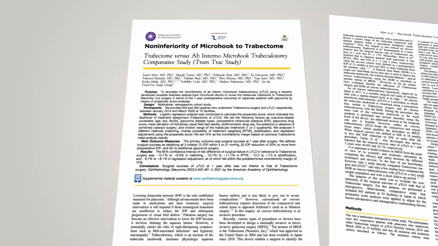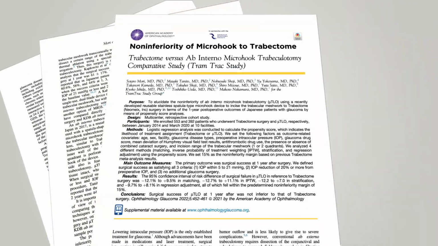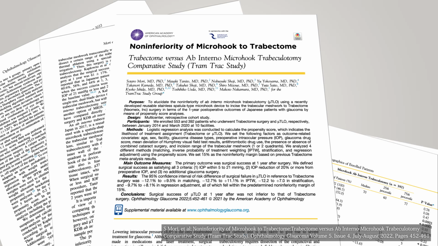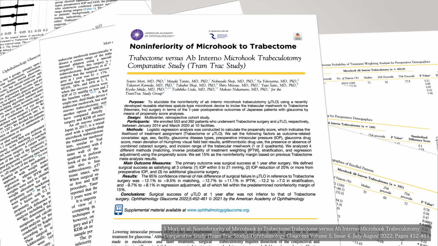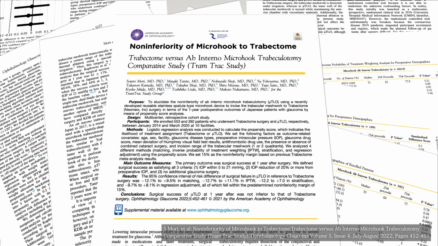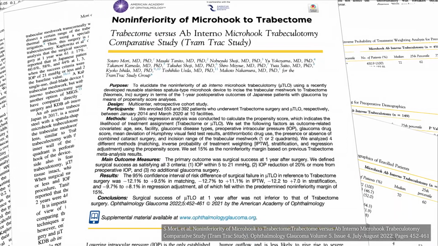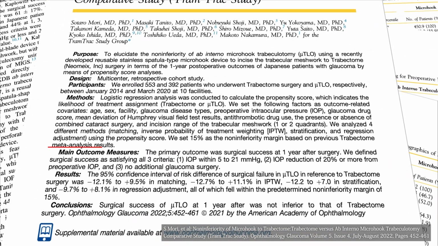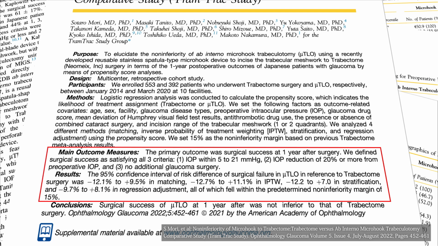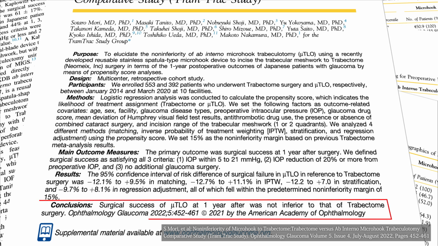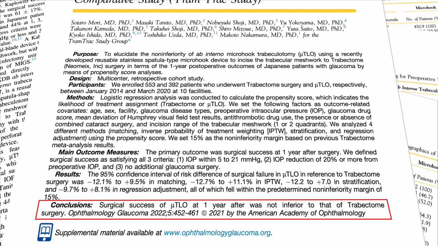The non-inferiority of ab interno microhook trabeculotomy using TMH to incise the trabecular meshwork to trabectomy surgery was analyzed in terms of the 1-year post-operative outcomes of Japanese patients with glaucoma. The surgical success at 1 year after surgery was defined as IOP between 5 to 21 millimeters mercury, reduction of 20% from preoperative IOP, without any additional glaucoma surgery. The paper concludes that the surgical success of trabeculotomy at 1 year after was not inferior to that of trabectomy surgery.